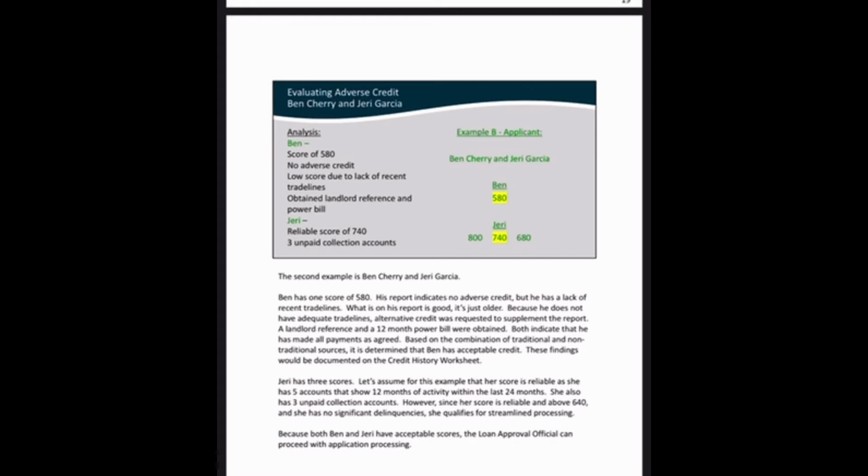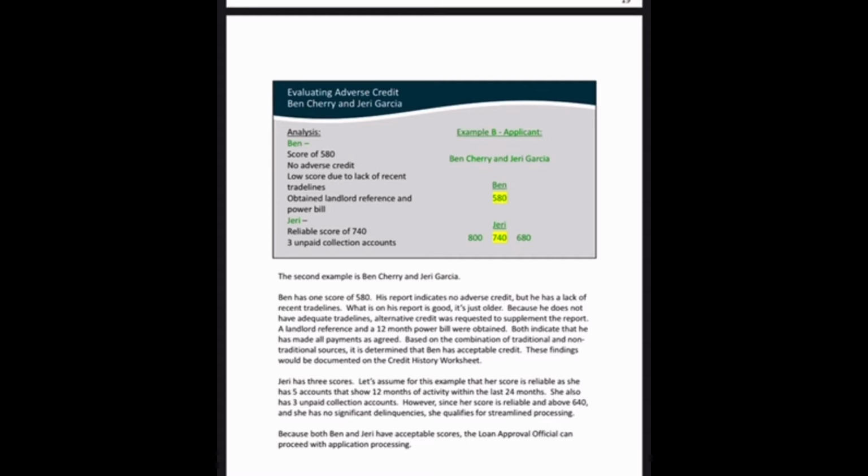So that is just a few tips on things that can be done if you do not have a 640. And just remember, if you do have a 640, you are able to have collections on there without having to pay them back. And you still need to have 2 trade lines reporting on your credit that can validate the score. If you do not have the 2 trade lines, that is okay, because as long as you have 2 to 3 alternative credits, you can still be approved.